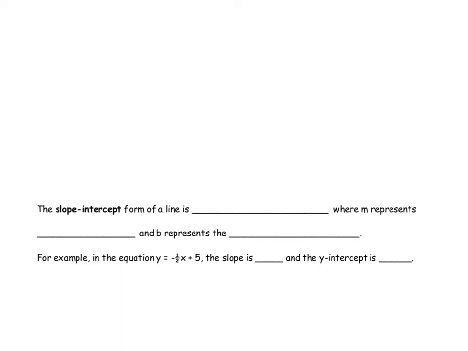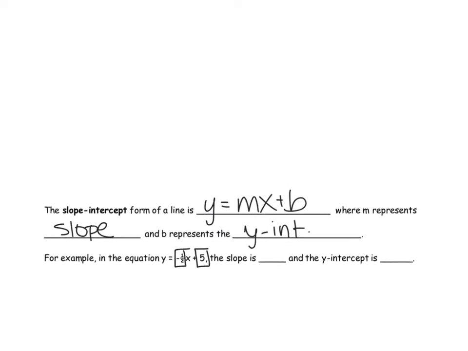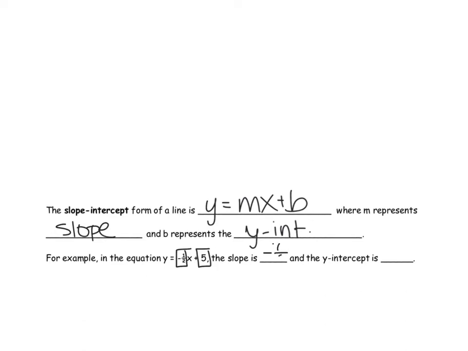The slope-intercept form of a line is y equals mx plus b, where m is the slope and b is the y-intercept, the place where the line crosses the y-axis. For example, if I have y equals negative 1/2 x plus 5, my slope is negative 1/2. Don't forget that the slope is just the number, not with the variable, and the y-intercept is positive 5.